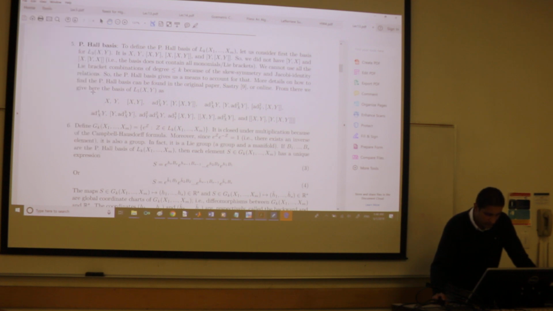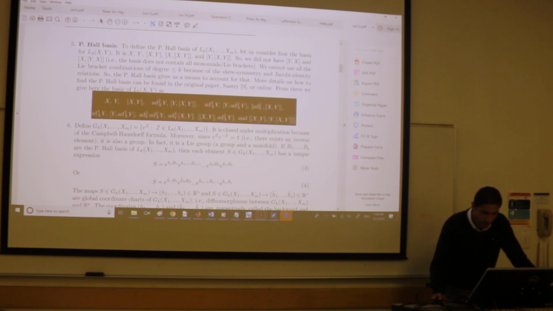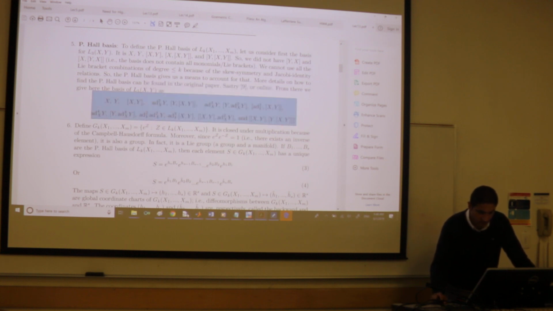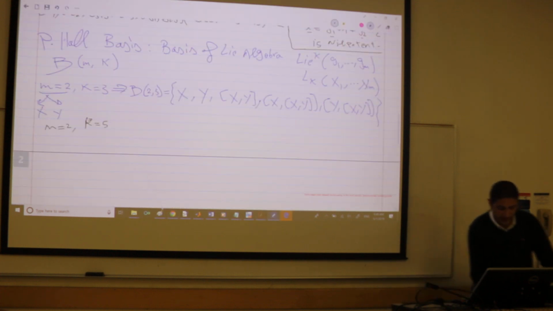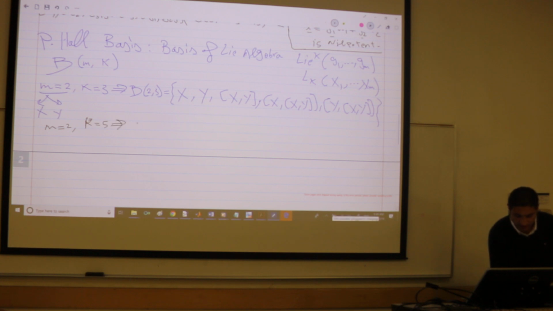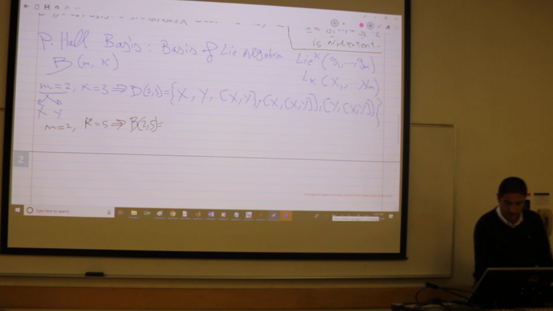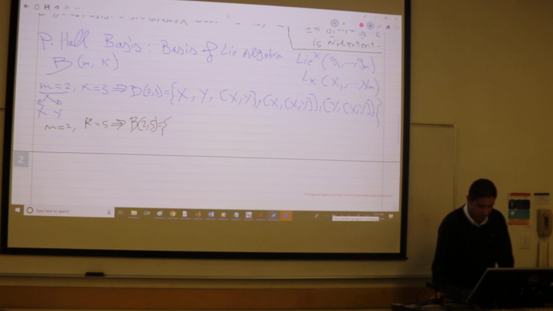Take a snapshot. These are the bases, the P. Hall bases for m equals 2. So we have two vector fields or two entries, and we have differentiation up to 5. So B of (2, 5) is these guys, which I'm going to paste now.